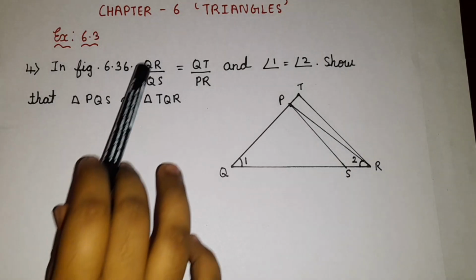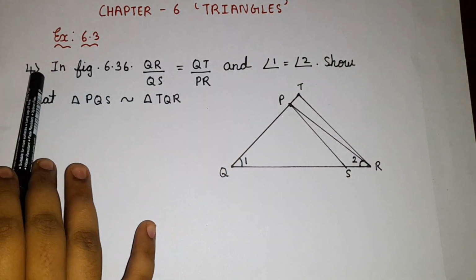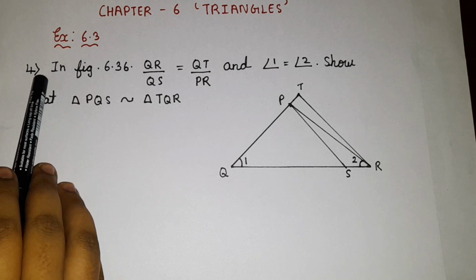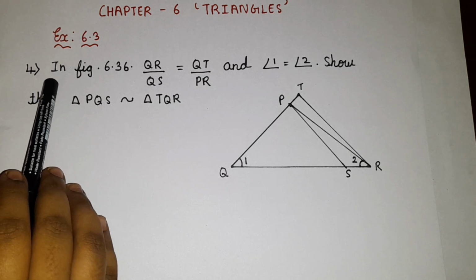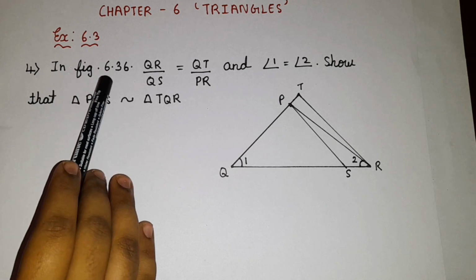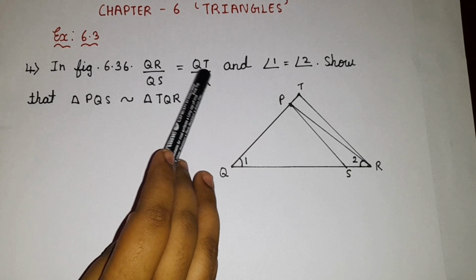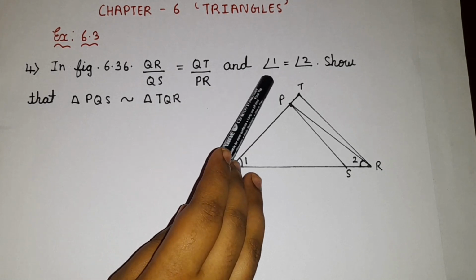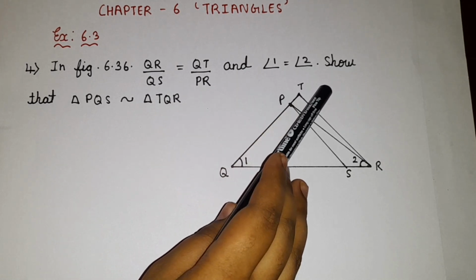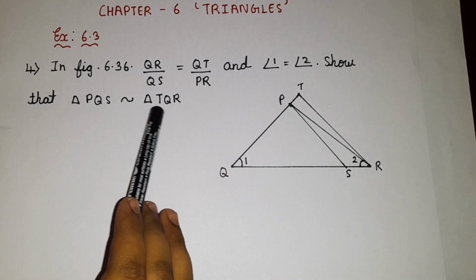Today we are going to be learning Chapter 6 Triangles, Exercise 6.3, 4th question. This is really an important question and it is an easy question as well. Okay, so now let us read the question. In figure 6.36, QR by QS is equal to QT by PR and angle 1 is equal to angle 2. Show that triangle PQS is similar to triangle TQR.